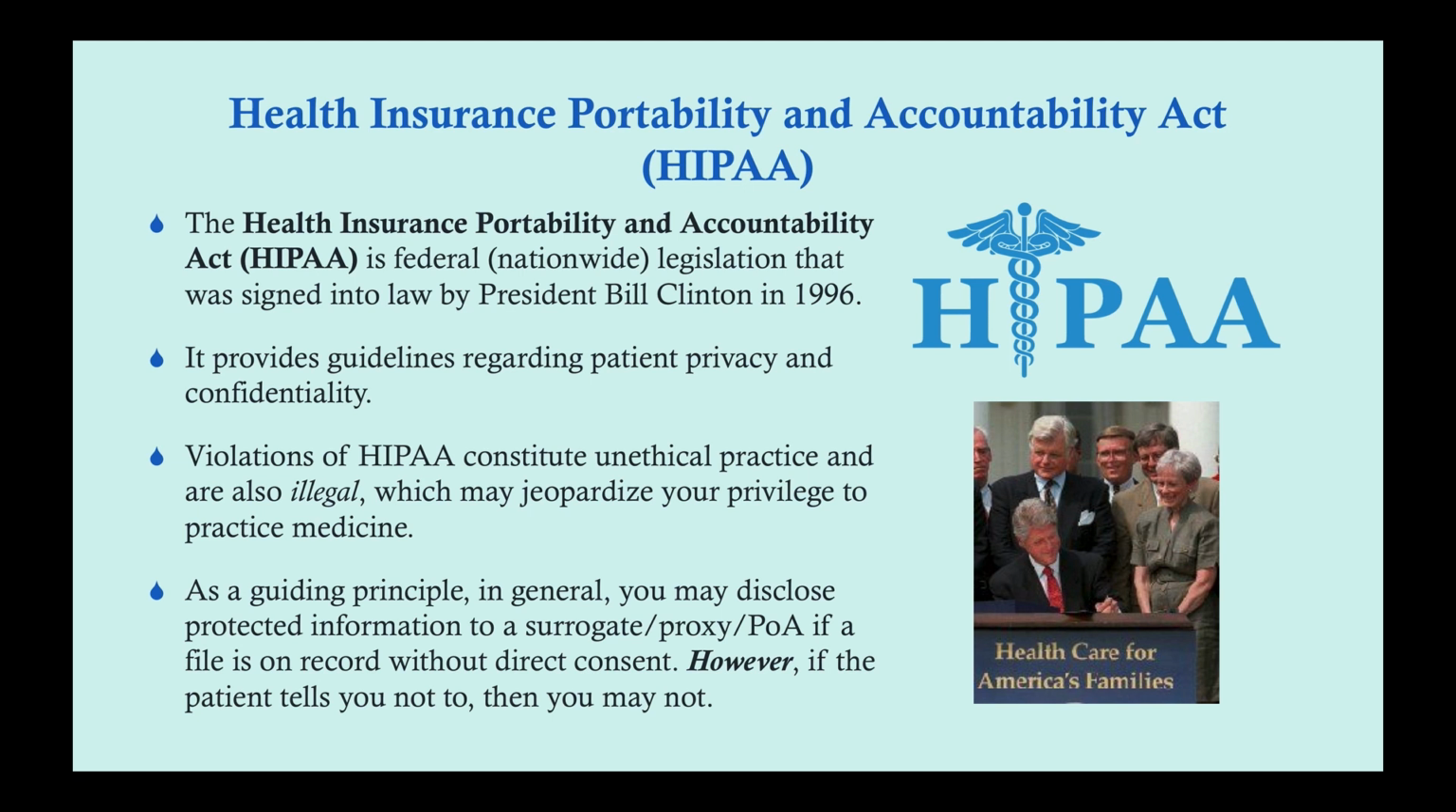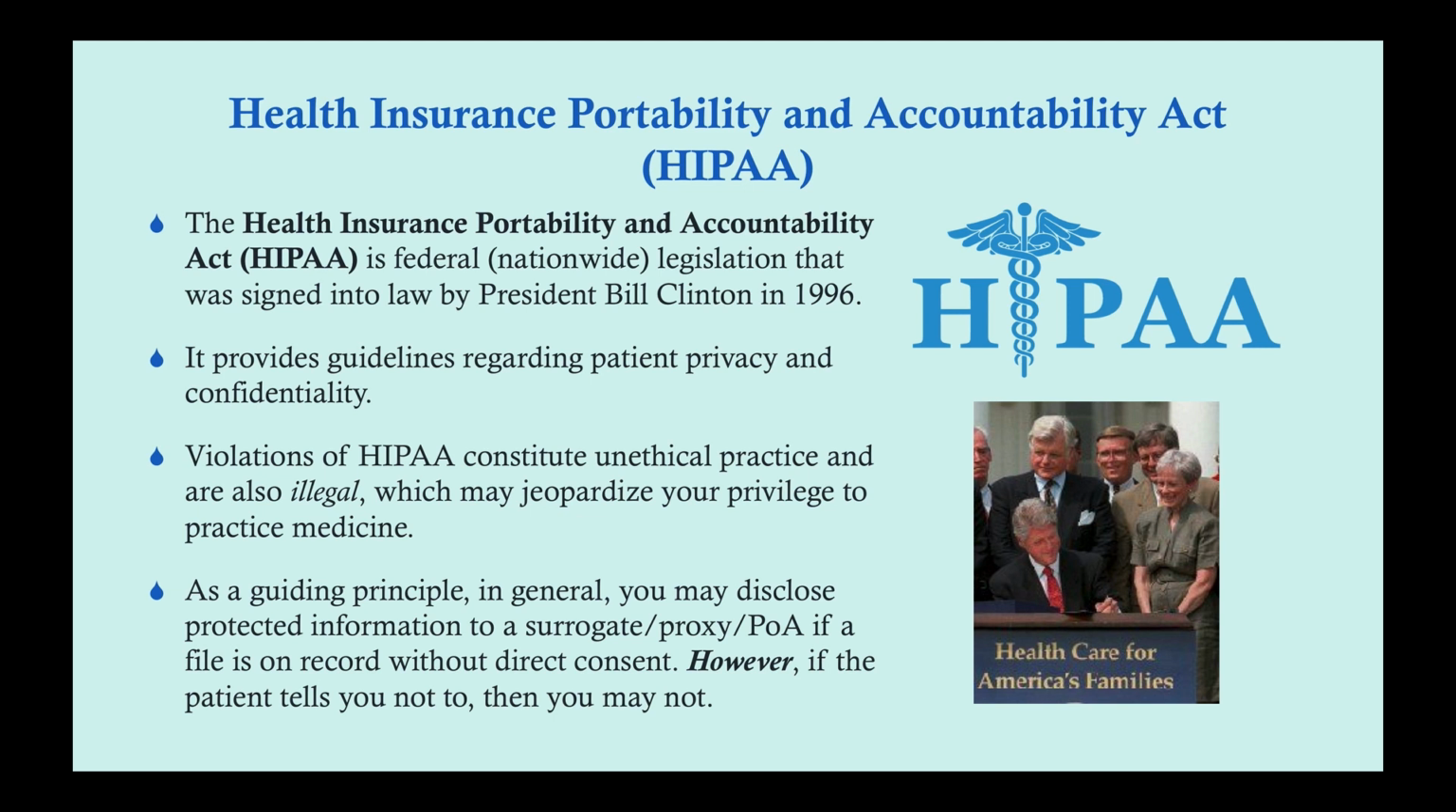So if the patient has on record a certain contact power of attorney, you don't need to ask the patient if you can disclose that information. So if they have, let's say, their wife on file, you don't need to ask the patient, can I tell your wife this, that, or the other thing? It's implied because it's on file.